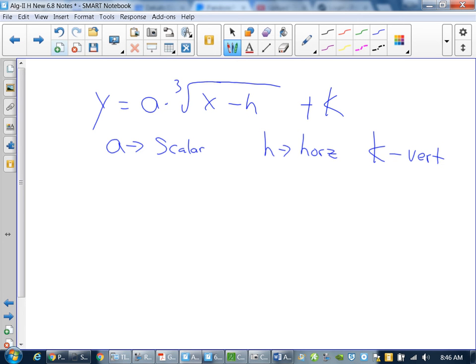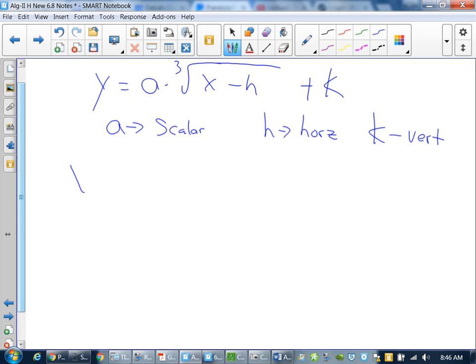From there, it's just a matter of identifying those points. Always plot your parent graph like we did yesterday, eventually. Plot that A cube root x, and then just move your H and K. So when we do this, let's try an example. Let's say we have y equals -3 cube root x minus 2 plus 4.